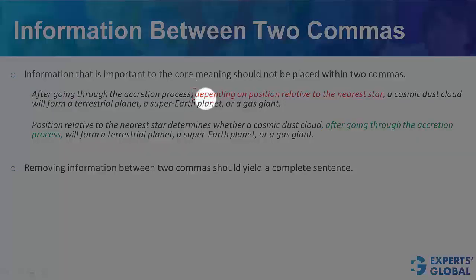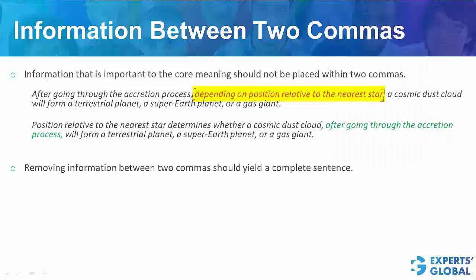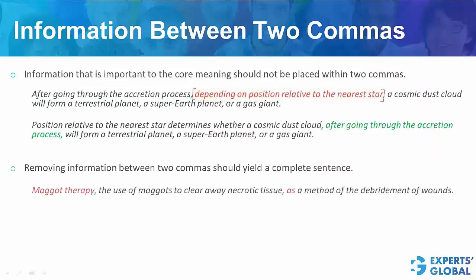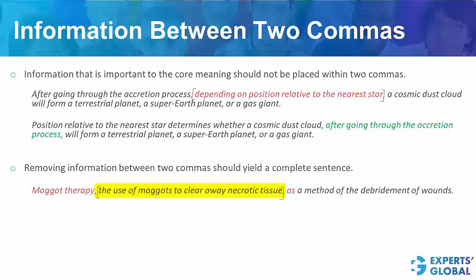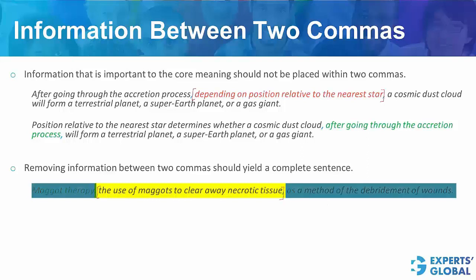We already have one example here. You see, removing the information between the two commas is not leading to a complete sentence. Let's take one more example. Similar problem here. If you remove the information between the two commas here, what you get is not a complete sentence conveying the core meaning. You will get maggot therapy as a method of the debridement of wounds. Forget conveying core meaning. This fails to even form a complete sentence because there is no active verb involved here. So this sentence is incorrect.